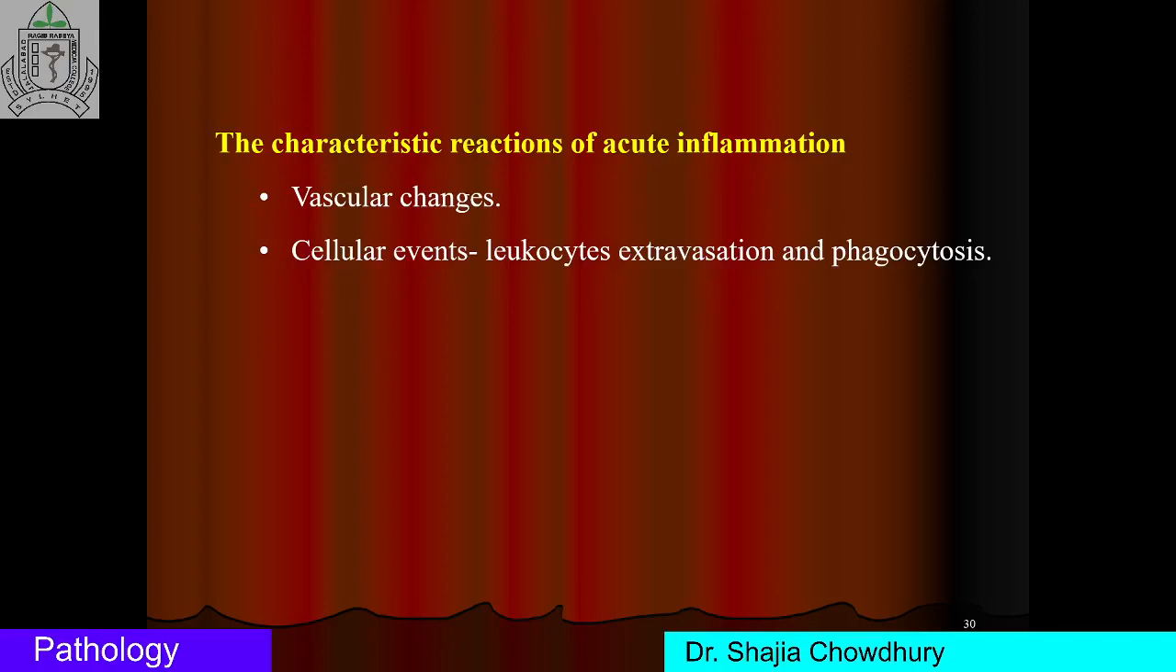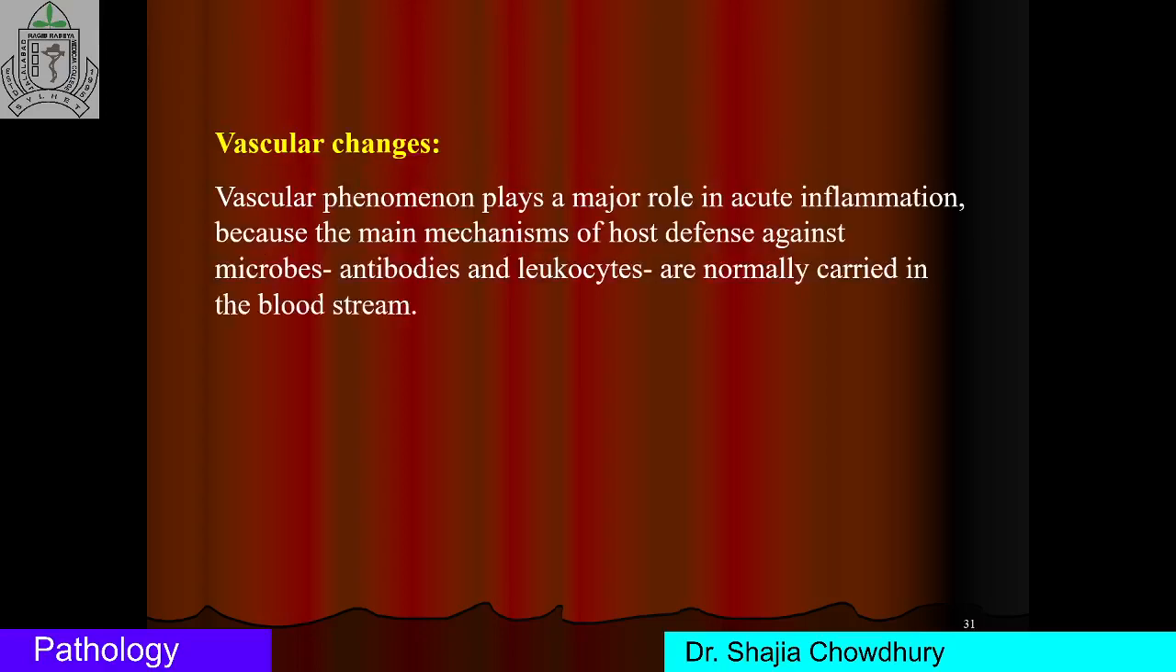Now, the characteristic reactions of acute inflammation are vascular events, or vascular change, and cellular events, or cellular change. Cellular events contain leukocyte extravasation and phagocytosis. Leukocyte extravasation means the journey of neutrophils from the circulation to the site of injury. This is called extravasation. These two events, vascular change and cellular change, are very important for viva as well as written.